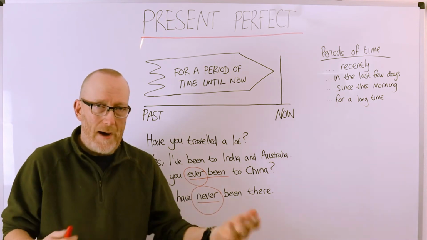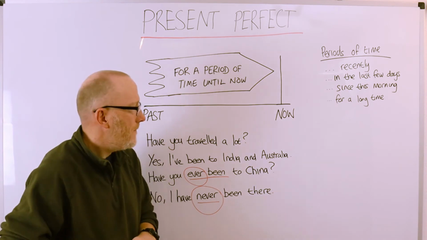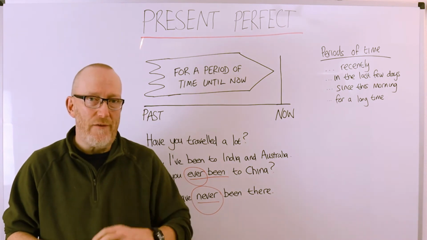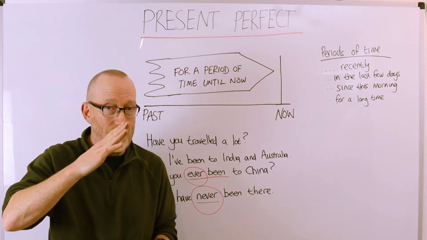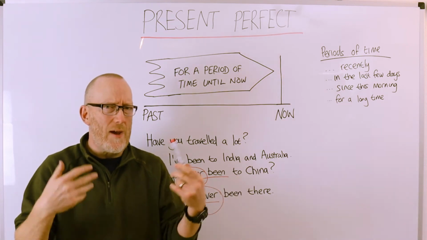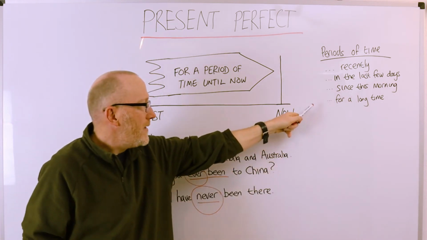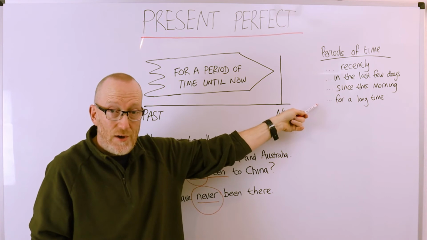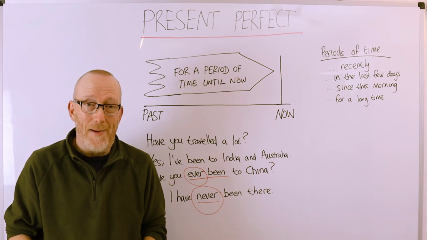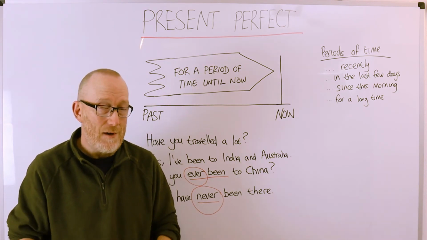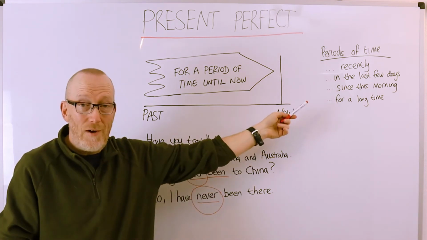Okay, since this morning. Yeah, so I haven't eaten anything since this morning. But again, it's very unspecific because morning is anywhere between the time we get out of bed until midday. So since this morning is very unspecific. Or even for a long time. I like to use this one when I'm talking about things I haven't done for a long time. You know, for a long time can be a number of days, a number of weeks, a number of months, or even a number of years. Depends what you're talking about.